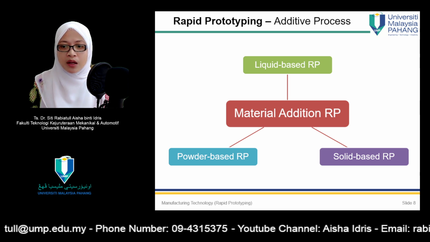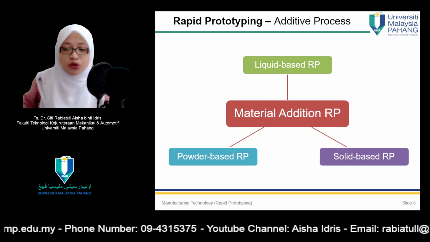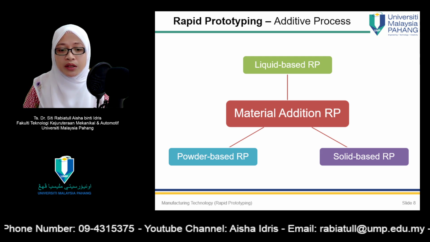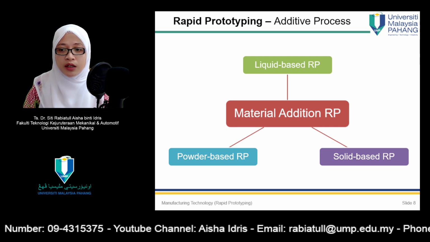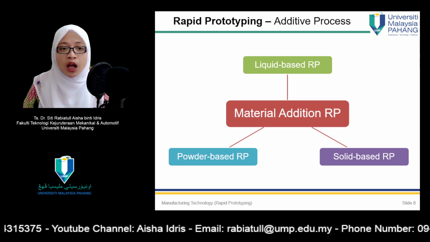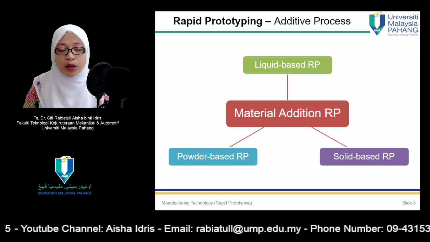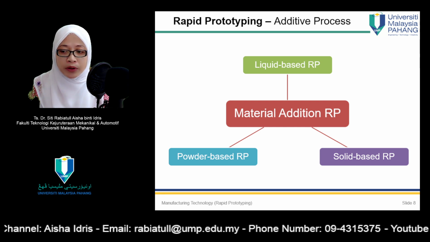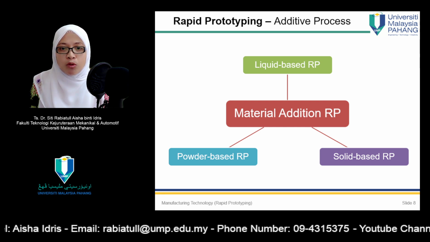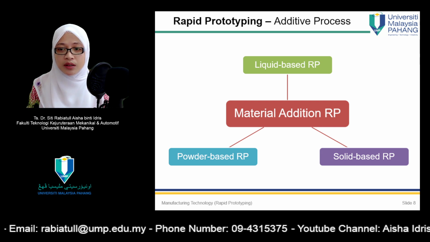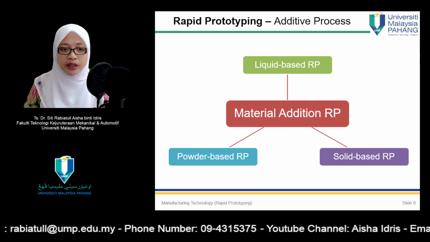So as explained to you just now, in the additive process there are three types of additive material in RP: number one, liquid phase; number two, solid phase; and number three, powder based. We will discuss examples of each class in the following three sections or categories.